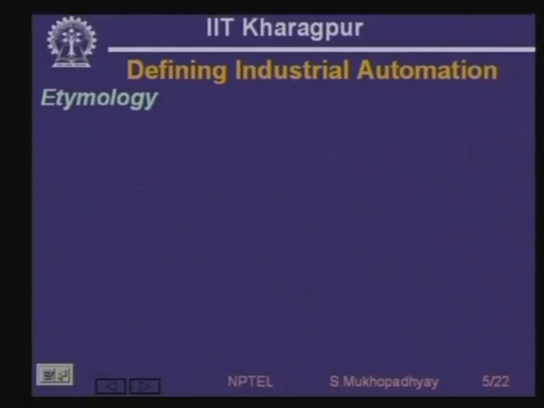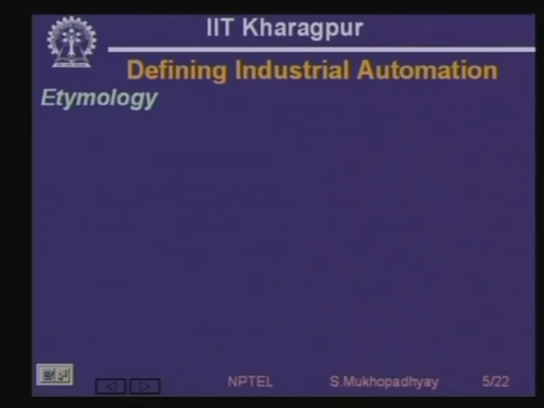Now, before we actually plunge into the lesson, let us first of all define industrial automation. My experience says that a very good way of defining anything is to go to a good dictionary and try to find out the meanings of the words which constitute the term. So, let us look at the etymology of the name industrial automation.